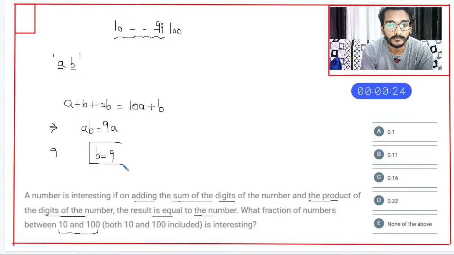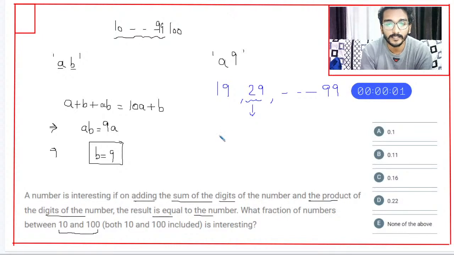So we got that the number must end with 9. Fine. So how many possibilities are there? The number can be 19, 29, till 99. Let's check my result.